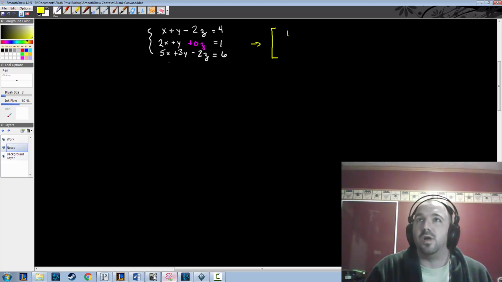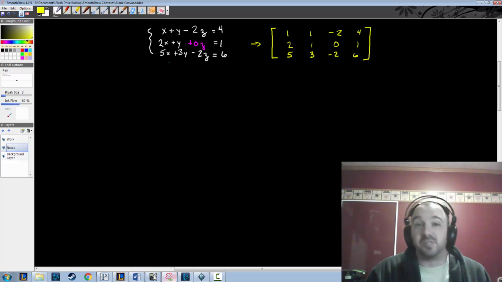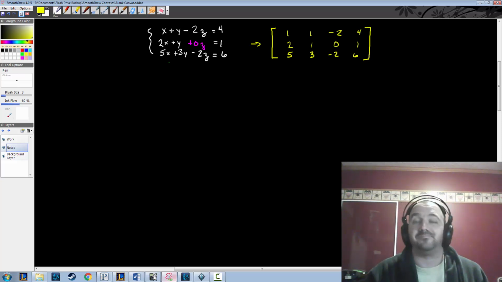This matrix is going to be 1, 1, negative 2, 4, 2, 1, 0, 1. Don't leave it out. The calculator doesn't like it. And that last row is 5, 3, negative 2, and 6. So now that I have my matrix built, I just put it into my calculator.